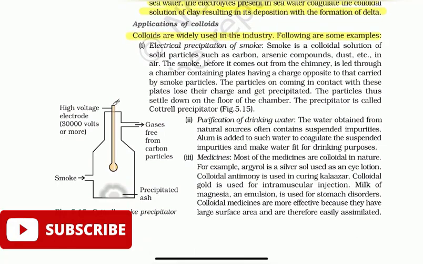Following are some examples. Electrical precipitation of smoke. Smoke is a colloidal solution of solid particles such as carbon, arsenic compounds, dust, etc. in air. The smoke, before it comes out from chimney, is led through a chamber containing plates having a charge opposite to that carried by smoke particles. The particles, on coming in contact with these plates, lose their charge and get precipitated. The particles thus settle down on the floor of the chamber. The apparatus is called Cottrell precipitator.